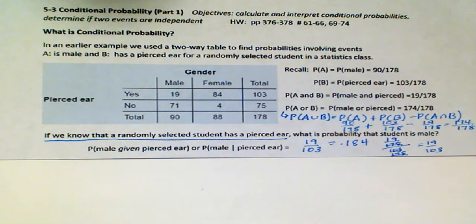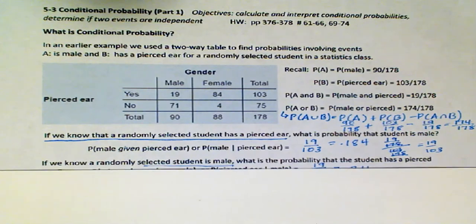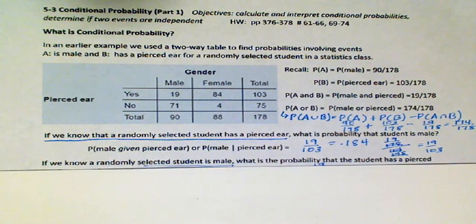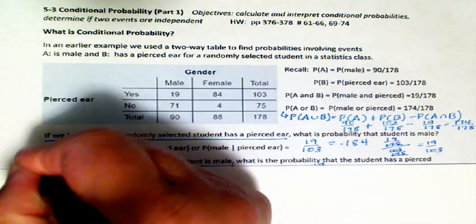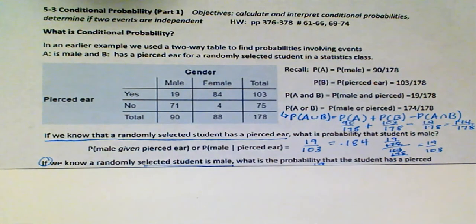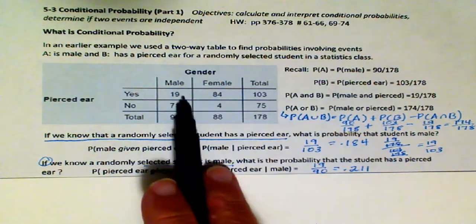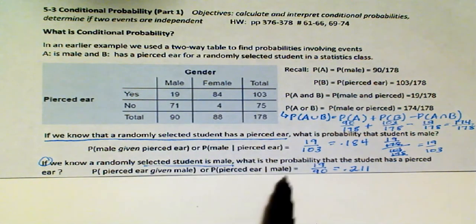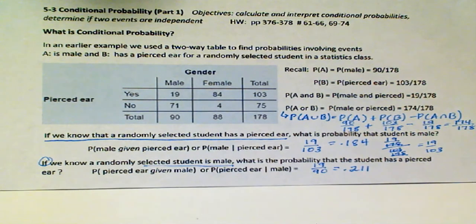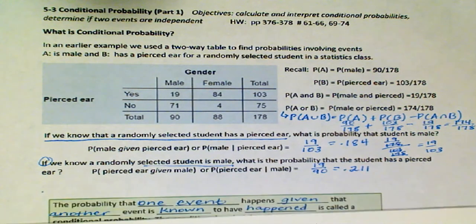and that's why we can just use the 19 out of the 103. Okay, so if we know a student selected is male, so this time that's the condition, what's the probability that the student has a pierced ear? The way you would write that is the probability of pierced ear given male, using that line. So pierced ear and male goes on top, which is 19, and then the male total goes on the bottom, okay? That's what you're going to see if you have a conditional probability.